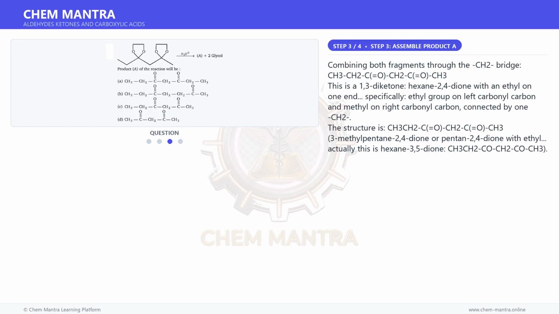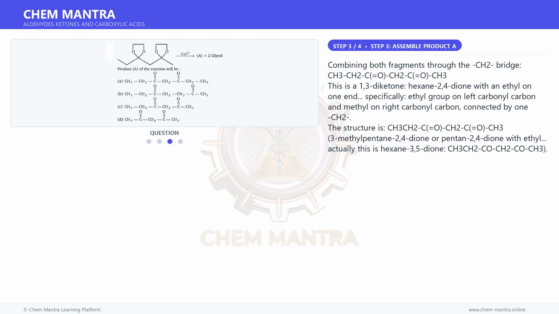Combining both fragments through the CH2 bridge: CH3CH2C=O, CH2C=O, CH3. This is a 1,3-diketone, hexane-2,4-dione with an ethyl on one end. Specifically, an ethyl group on the left carbonyl carbon and a methyl on the right carbonyl carbon, connected by one CH2.